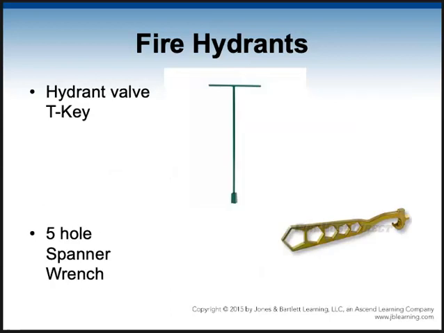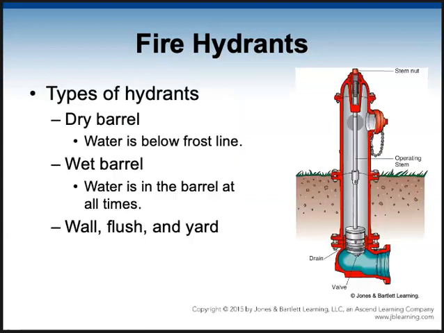So again, I've showed you the hydrant T key. That's used for turning off or on a hydrant for repair. Usually we're not going to have to use something like that for firefighting. We use this 5-hole spanner wrench on the bottom right there, and it has 5 different holes for the different sizes of nuts on the different types of hydrants. There's also adjustable spanners, and I don't have a picture there of one of those.